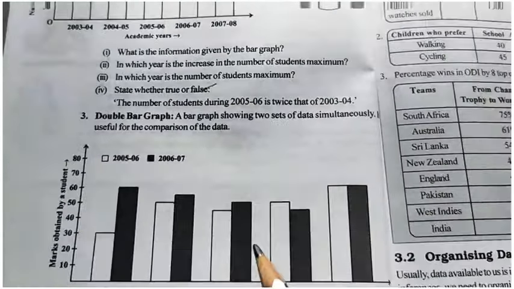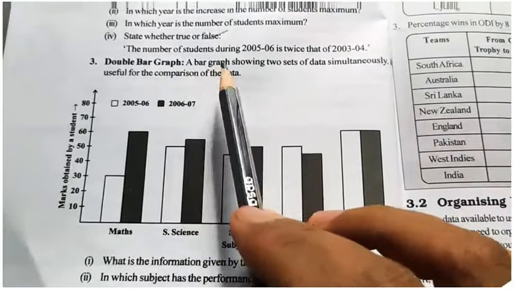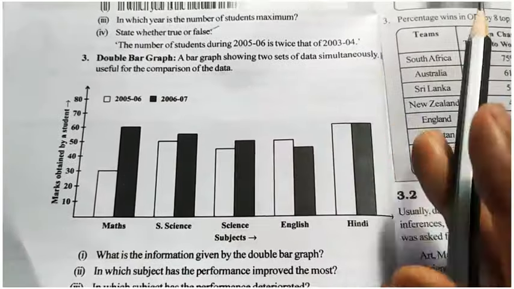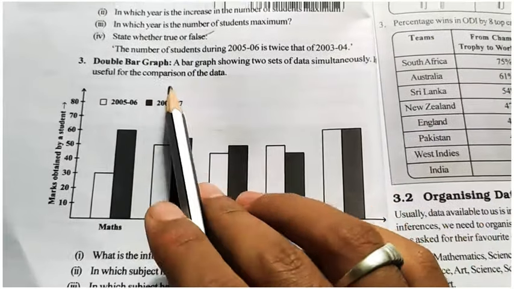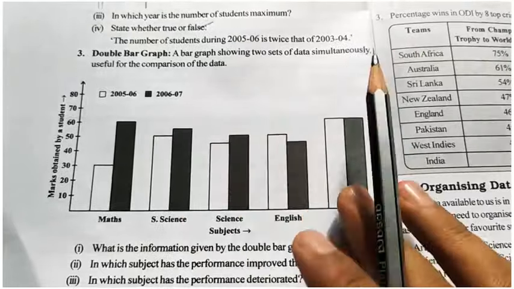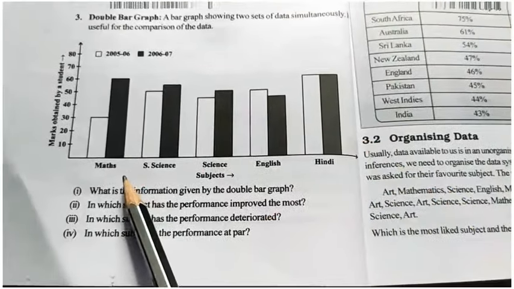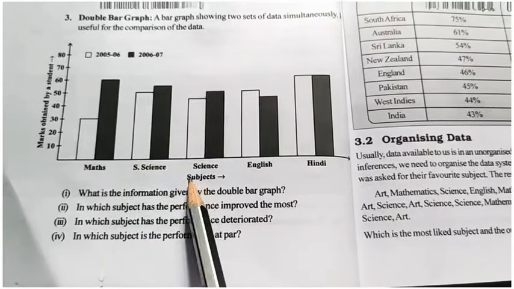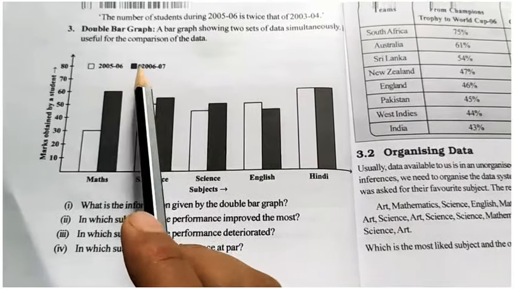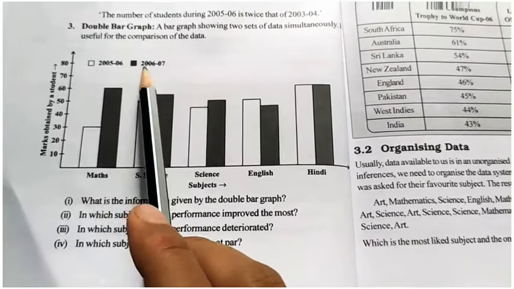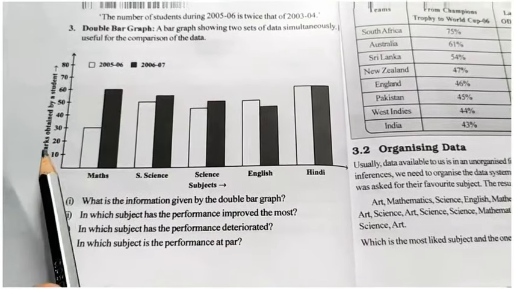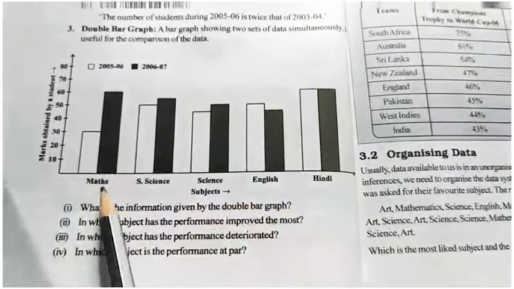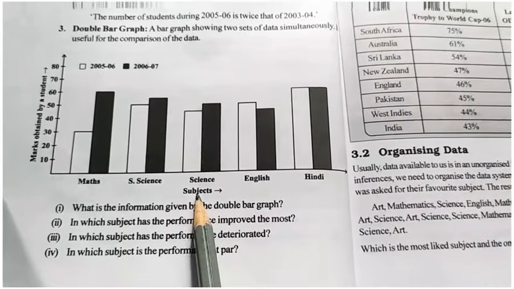Okay. Now, the double bar graph. A bar graph showing two sets of data simultaneously is useful for the comparison of the data. Here they have given the marks list of the subjects in two academic years, 2005-06 and 2006-07. The vertical side shows the marks obtained by a student, and the horizontal line gives us the subjects.